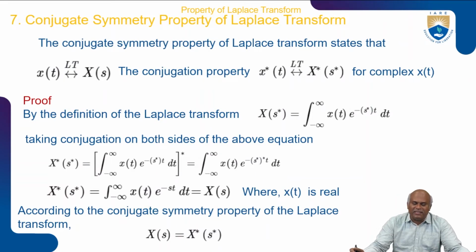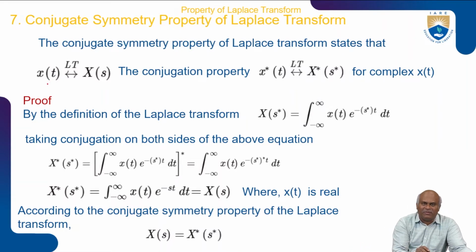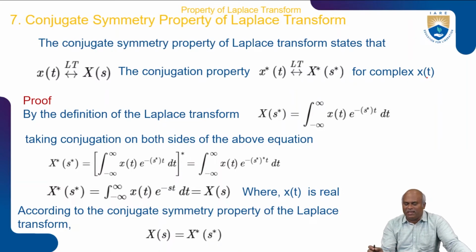Next, conjugate symmetry property of Laplace transform. The conjugate symmetry of Laplace transform states that the Laplace transform of x(t) is equal to capital X(s). The conjugation property: the Laplace transform of x*(t) is equal to X*(s*), for complex x(t). Now we need to prove this statement.